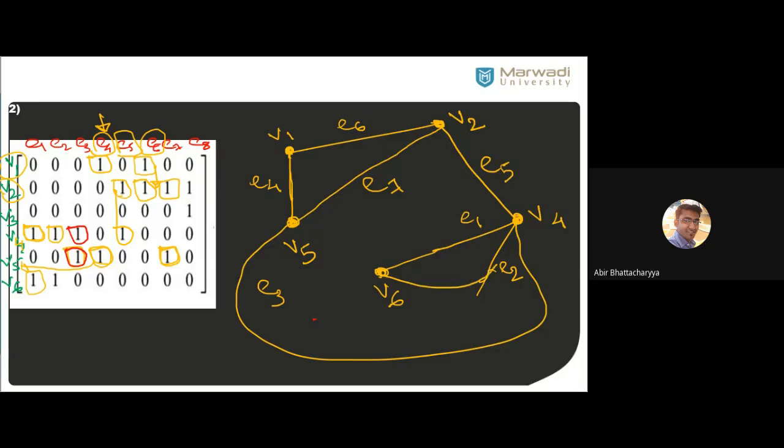So parallel edge. It's a parallel edge. You can cross check. First two columns are same. So this is E2, V6. Done. So what are left?